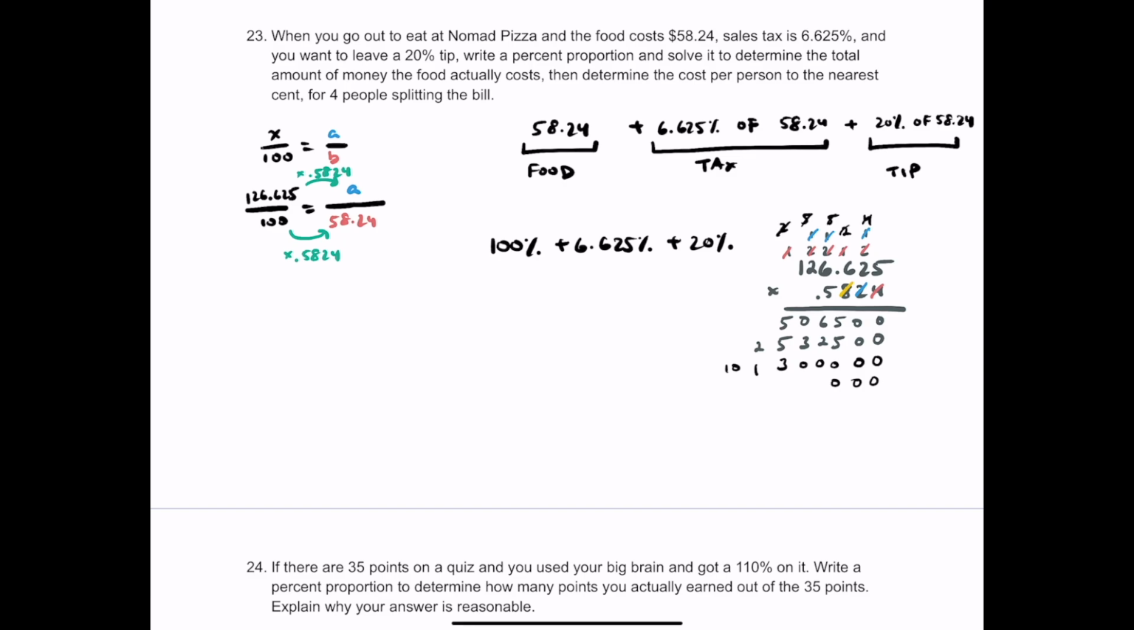Whew. This is a long multiplication problem. So we have, what do we have here? 5 times 5 is 25, carry the 2. 5 times 2 is 10, plus 2 is going to be 12, carry the 1.